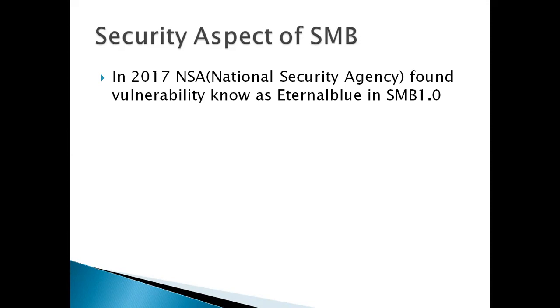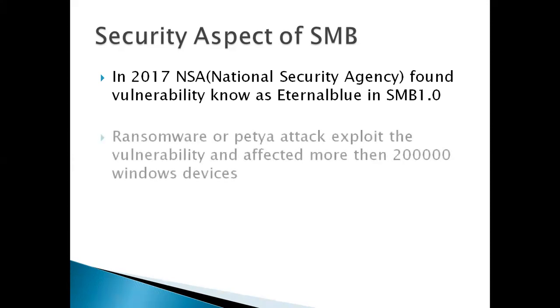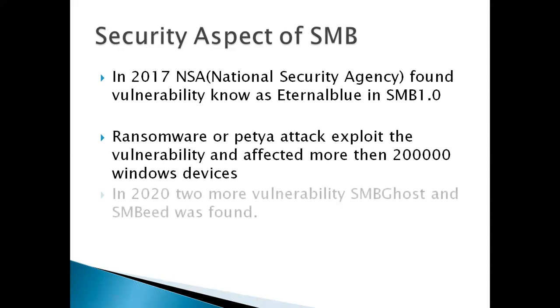While Microsoft released an update patch for this vulnerability, it did not work. A month later, over 2 lakh Windows devices were compromised by the Petya or WannaCry ransomware attack. And that's why experts recommended disabling SMB version 1 on Windows machines.